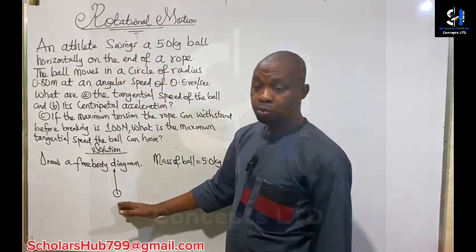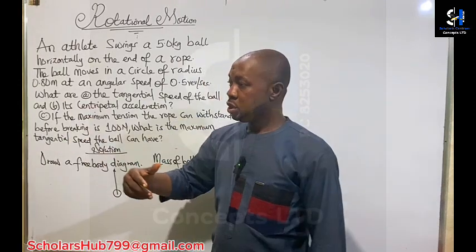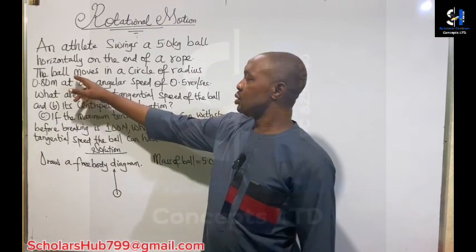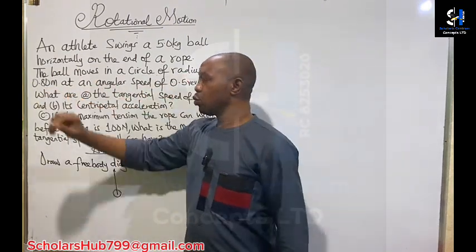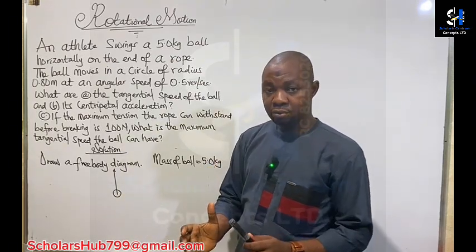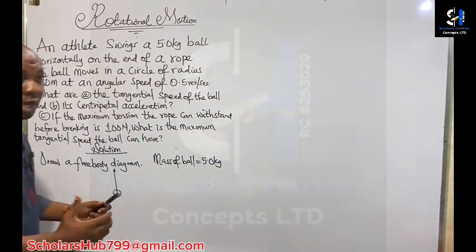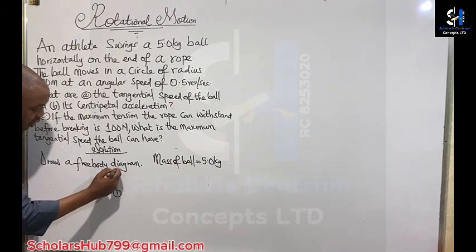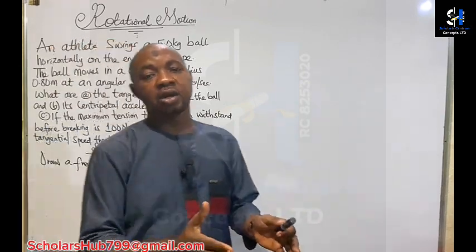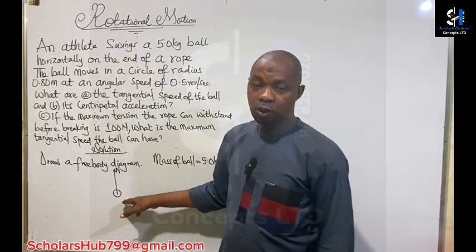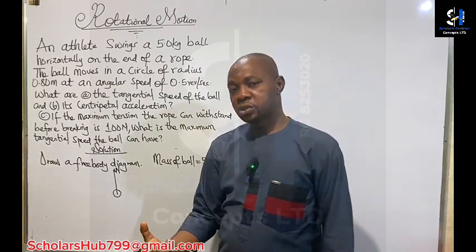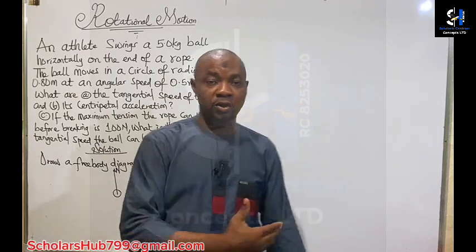Now at equilibrium, before the ball is set into circular motion, before it swings, when it swings, the body moves in a circle of radius 0.80 meters. So when we have the ball in equilibrium, two forces will counterbalance each other. One of them is the normal force, which is the upward force acting at right angle to the surface of the object, which is the ball. This force will be counterbalanced by a downward force, which is the weight of the ball.